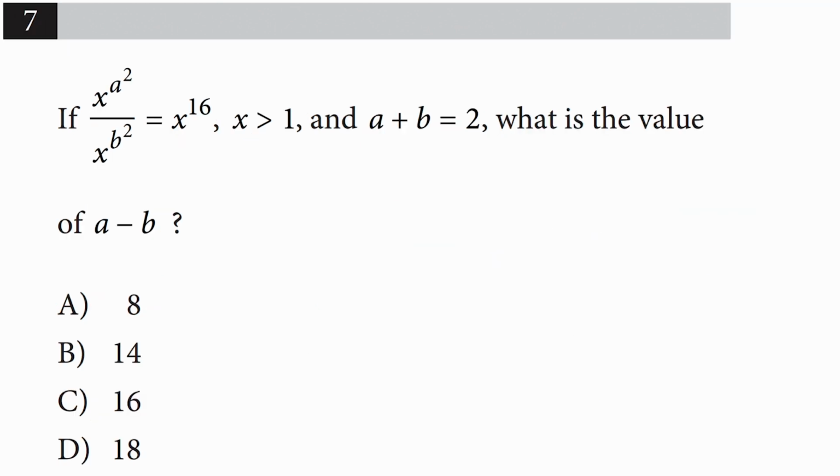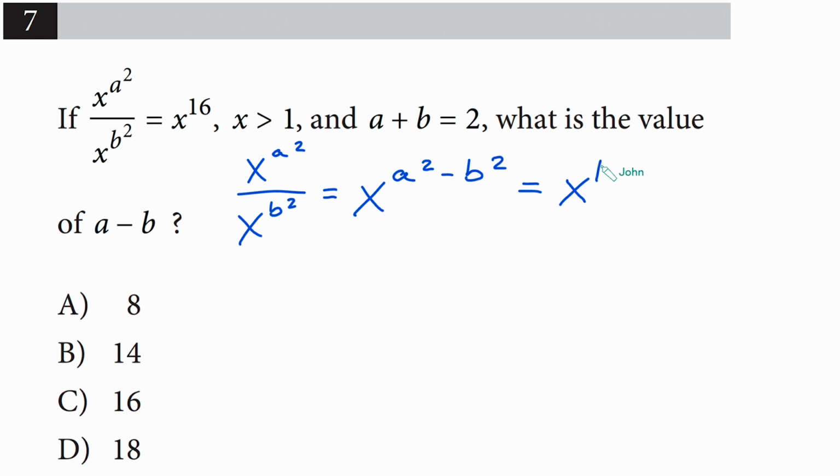If x to the a squared over x to the b squared is equal to x to the 16th, x is greater than 1 and a plus b is 2, what is the value of a minus b? We have that x to the a squared over x to the b squared is equal to x to the a squared minus b squared by the quotient property of exponents, and we know from the question that this must equal x to the 16th.